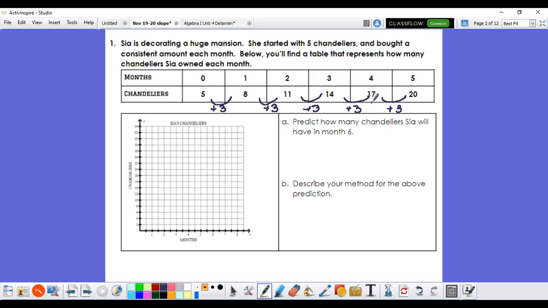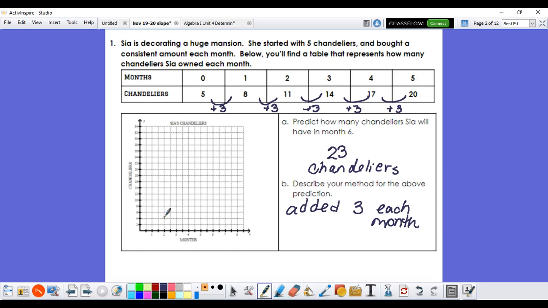I'm going to come on down here and I'm going to look at question A. Predict how many chandeliers Sia will have in month 6. Well, I'm pretty sure if I add 3 more, she's going to have 23 chandeliers after 6 months. And then it says, describe your method for the above prediction. I'm just going to say added 3 each month. So her rate of change was actually 3. She was changing the amount of chandeliers she had by 3 each month.